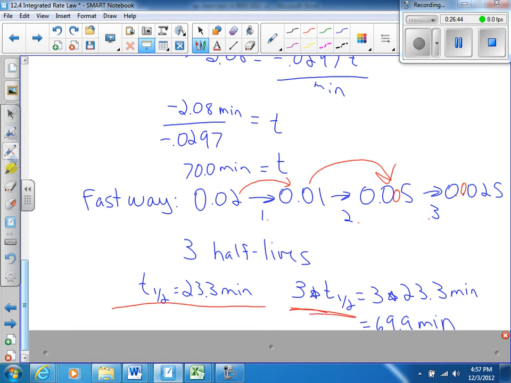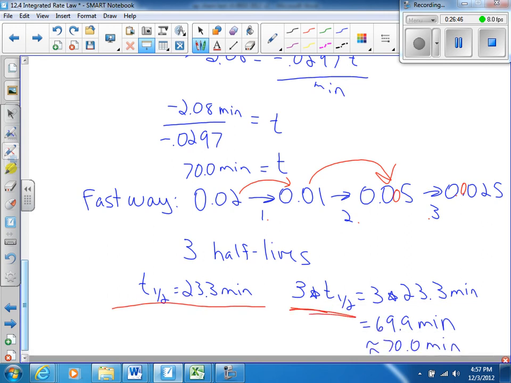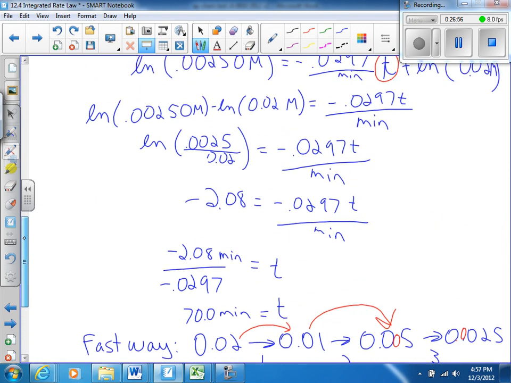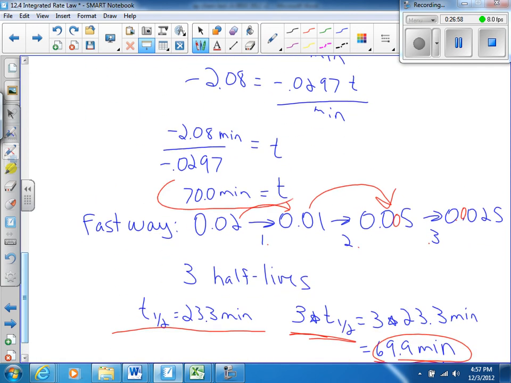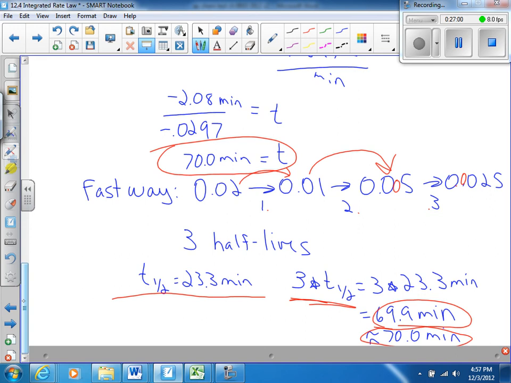3 times t1/2 is 69.9 minutes, which our answer that we got was 70 minutes. Those are close enough. 69.9 versus the 70 that we got with putting everything into the integrated rate law. That's it.